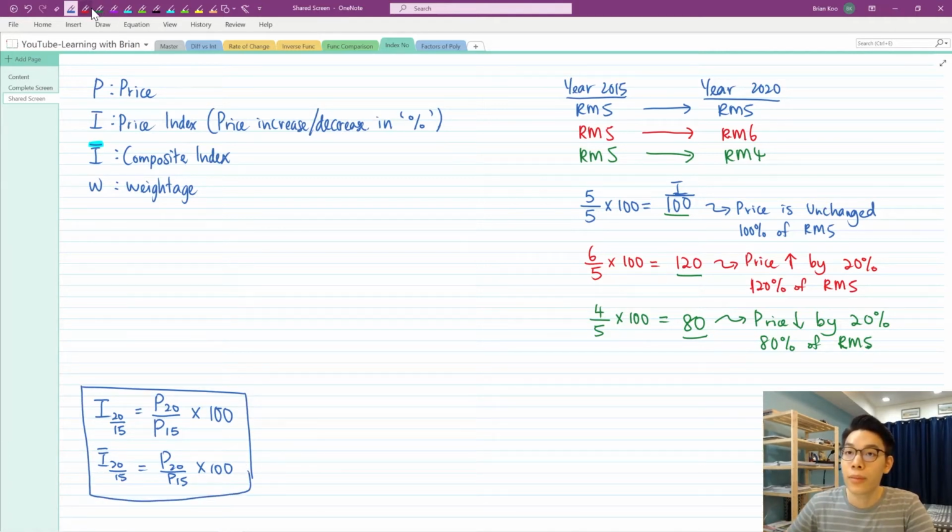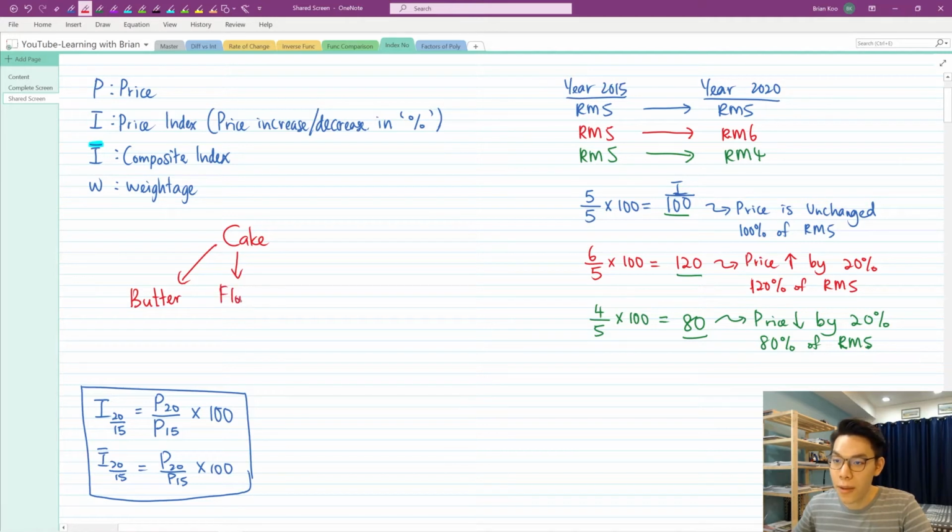But to show you how I use it, I need to write out something here. Imagine if you want to bake a cake, you will need a few ingredients, right? I'll just list down a few main ingredients. Maybe we need butter, of course flour, maybe some eggs. What else do we need?